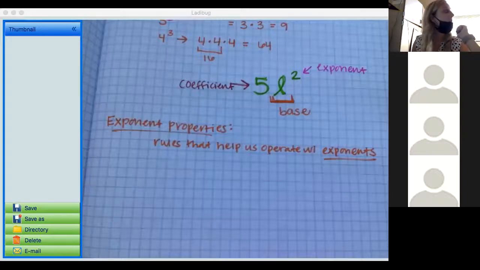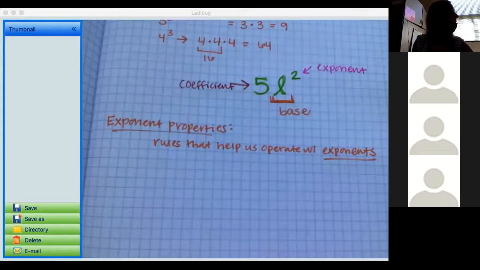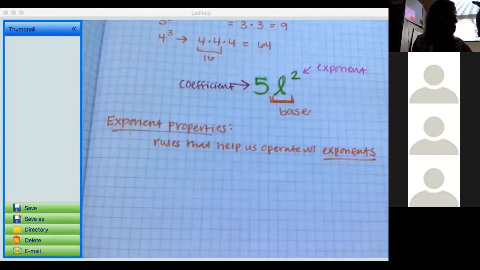So when I say the word operate, what do y'all think of? Worksheet. Okay, addition, subtraction. I heard somebody say operation, multiplication, division, that kind of stuff, right? Okay.